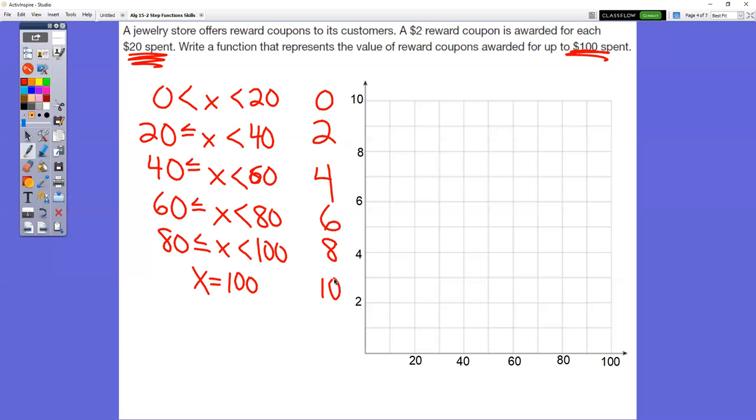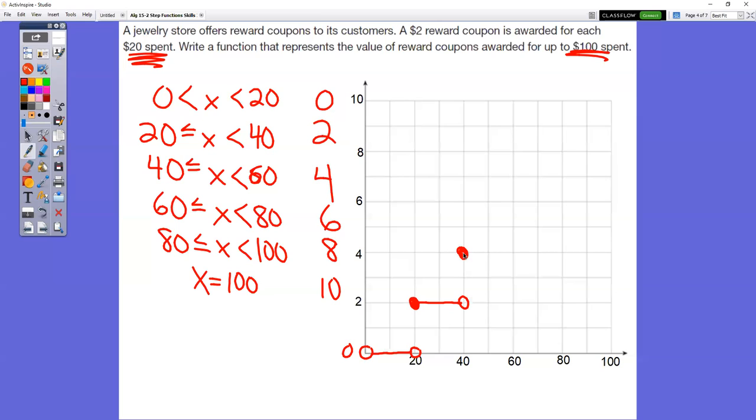At zero, we are in between 0 and 20. Open dot, open dot. So anywhere spent in between here and here, you're getting $0. As soon as you hit $20, you're getting $2. So it includes that 20, all the way up to 40, but not including 40. So it goes all the way up to $39.99. You're going to get $4 as soon as you hit 40.